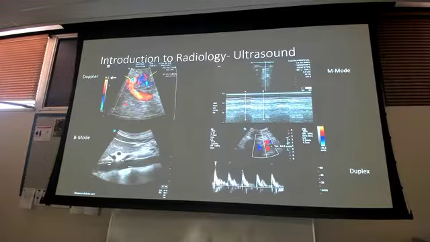B mode looks at all kinds of stuff. This is the splenic vein, this is going into the spleen, trying to evaluate it. So any of the organs are going to be your B mode. And then here's your duplex with Doppler. Okay, just to give you an idea what that looks like.